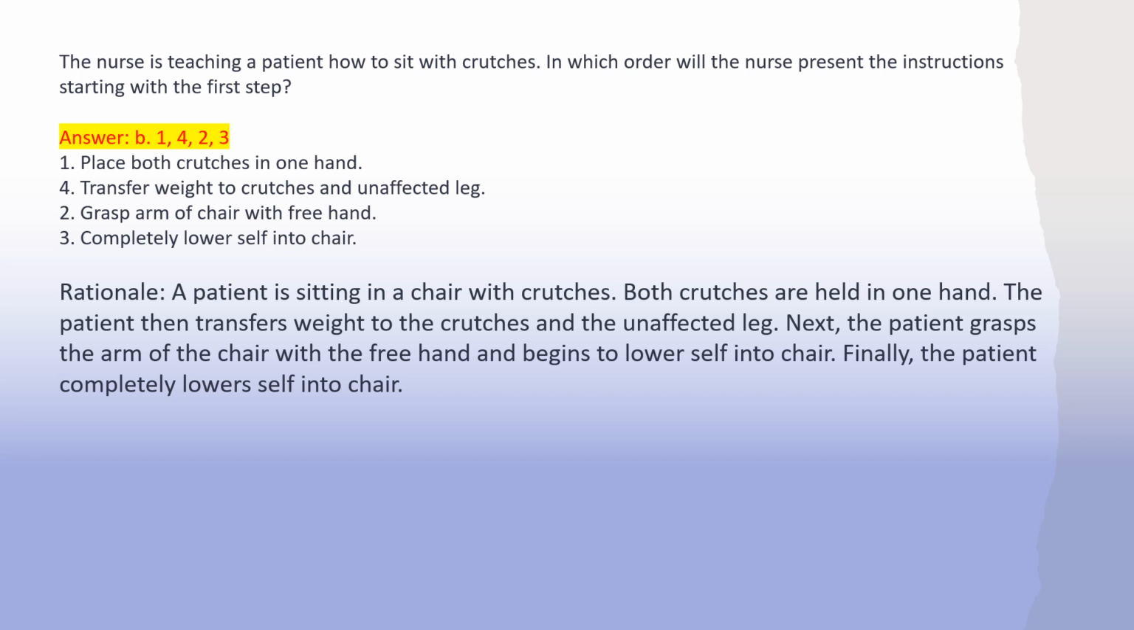Rationale: a patient is sitting in a chair with crutches. Both crutches are held in one hand. The patient then transfers weight to the crutches and the unaffected leg. Next, the patient grasps the arm of the chair with the free hand and begins to lower self into chair. Finally, the patient completely lowers self into chair.